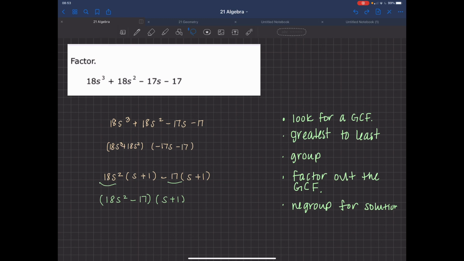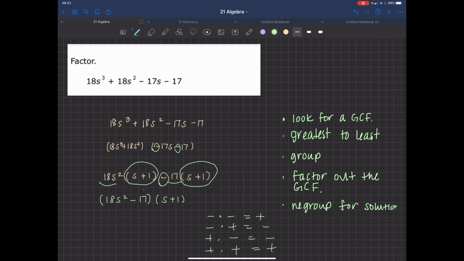Again, when you factor out that negative, it changes the sign, right? So here's how it goes. If I have a negative times a negative, I get a positive. A negative times a positive, I get a negative. A positive times a negative, I get a negative. A positive times a positive, I get a positive. So again, that's why that sign of s plus 1 changed. So they're both the same, and that's where I get that from.